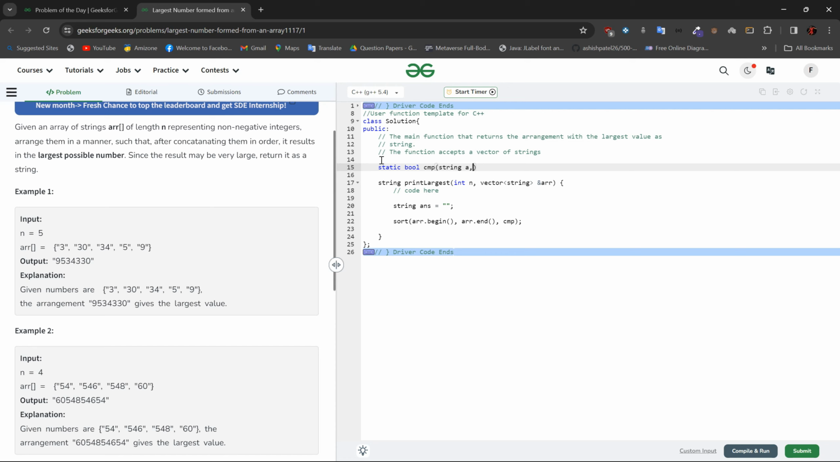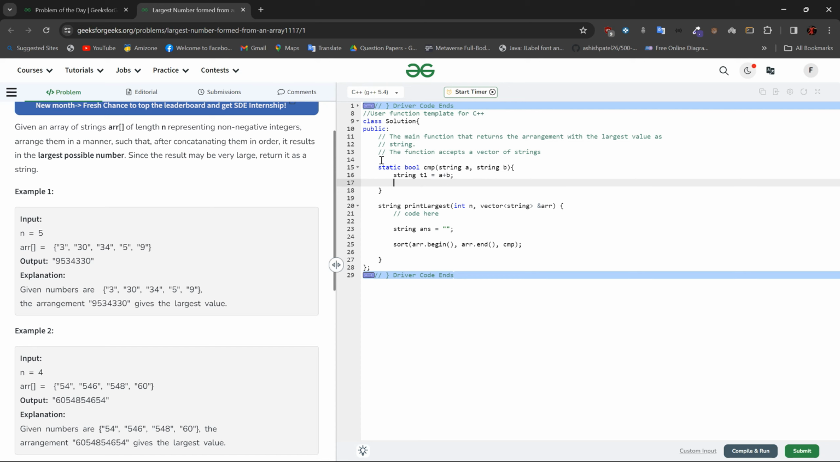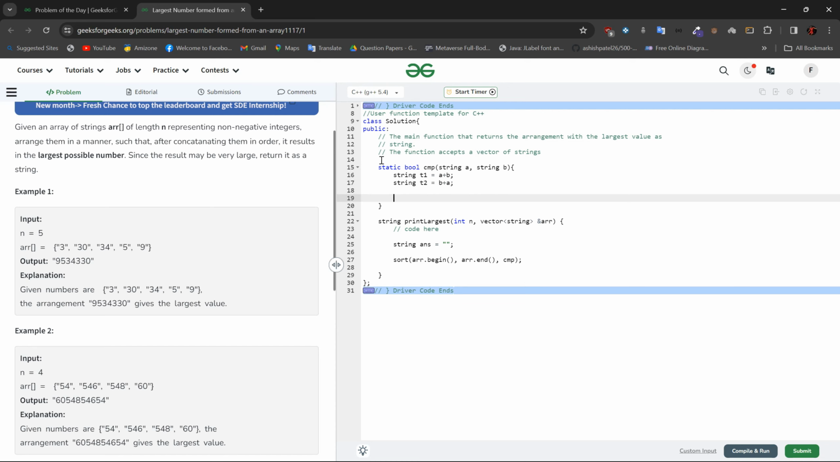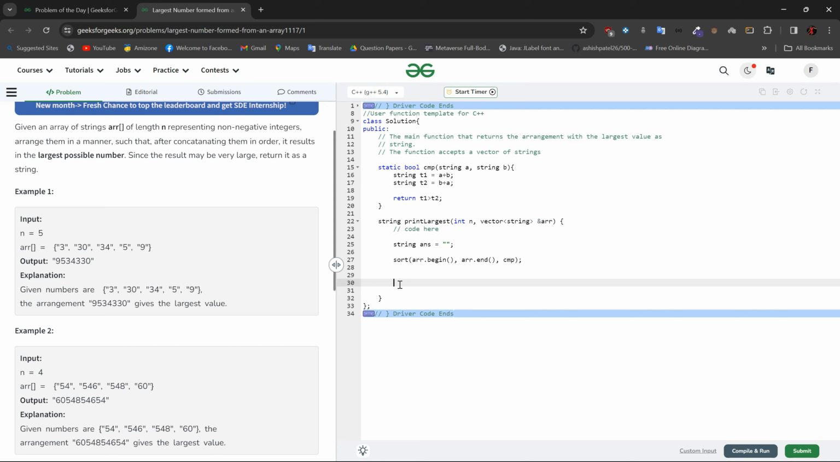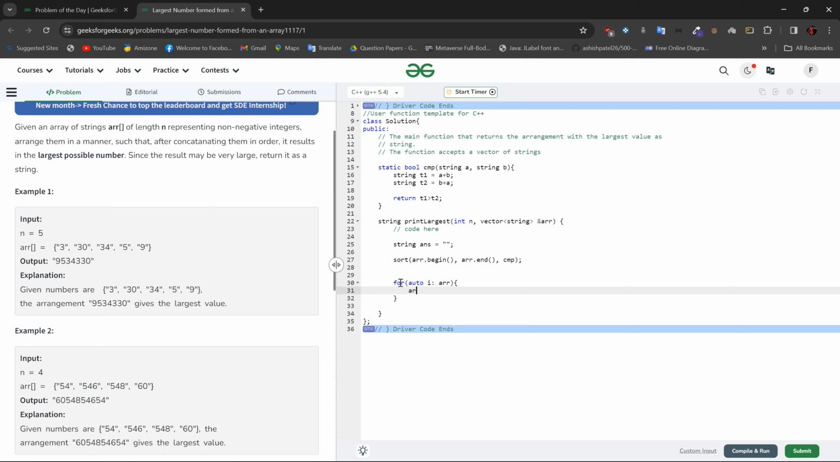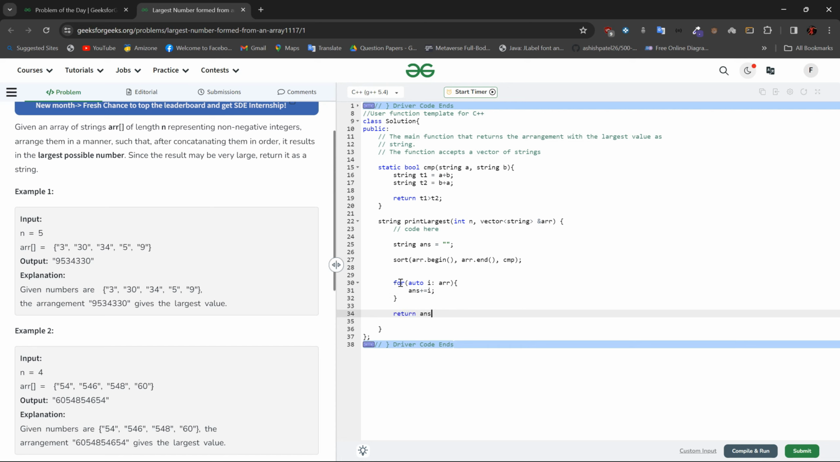The parameters would be string A and string B. Now in this function we will create two temporary strings and compare them. Whichever is the greatest number, we will return it. After this, the sorting is done in a proper manner. So what we have to do is just find the answer now. For finding the answer, I am going to iterate over the array and append to my answer. Now I am going to return the answer.